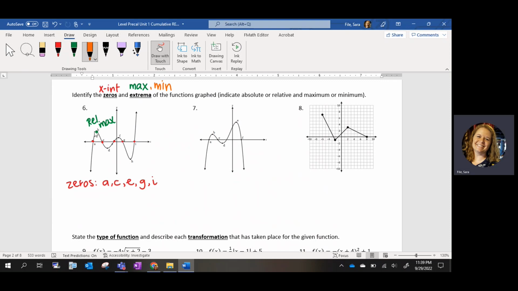Same concept for minimum. So I'm decreasing, decreasing, decreasing, and then at point D, I change direction. I start increasing again. So this is a low point in the valley. So this is a relative minimum.